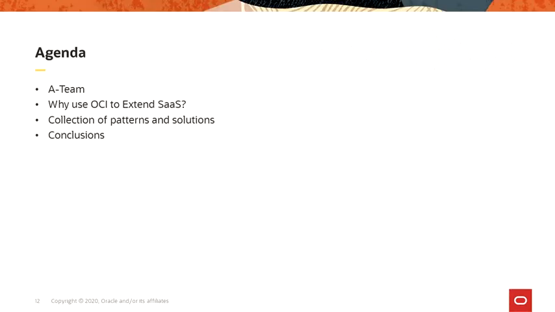So a quick update about what the A-team is, if people may or may not know about them. We're going to go on very quickly to talk about why we're going to use OCI to extend SaaS. Then the bulk of the presentation is a collection of patterns and solutions that my team have collected, we've seen, we've proved out, and we're proving out. Some of them are still work in progress as well. We're trying to break the boundaries and kick the tires and work out what works and what doesn't work.